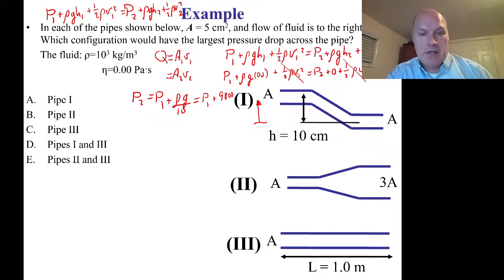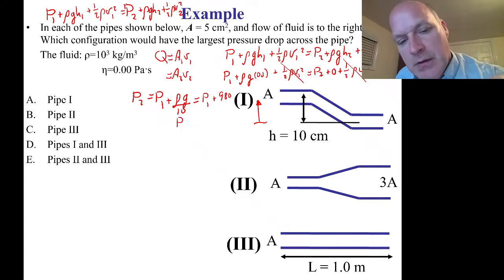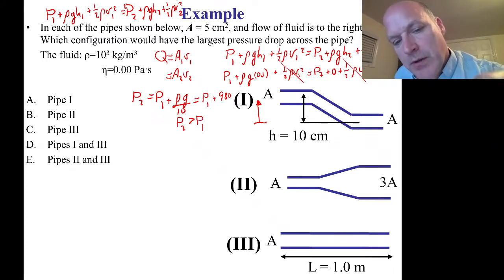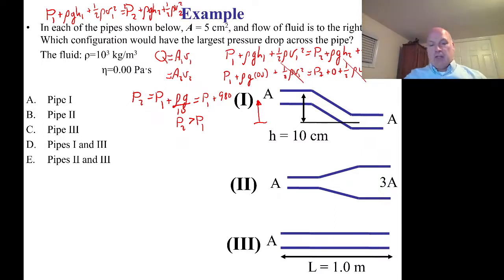Boom, I think I got it right. Or did I multiply by... I made an extra step. Just like that, okay? 980. So that's not a pressure drop, it's a pressure gain. P2 is greater than P1. Let's try the next one.